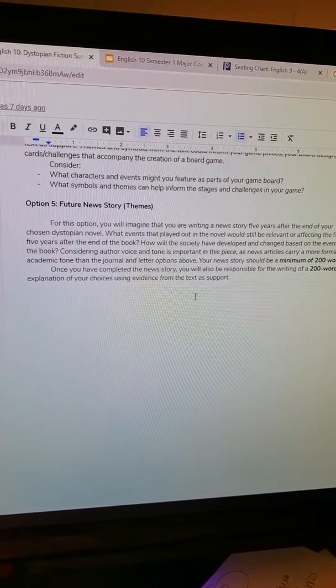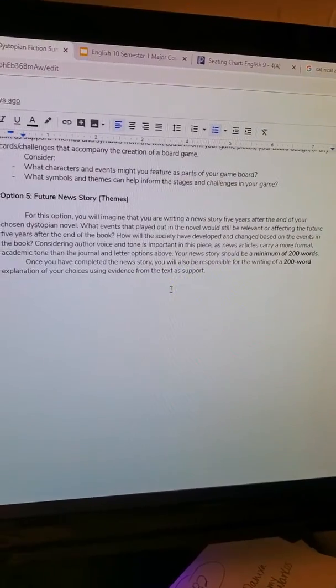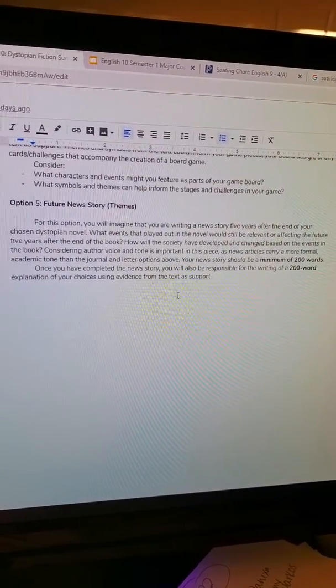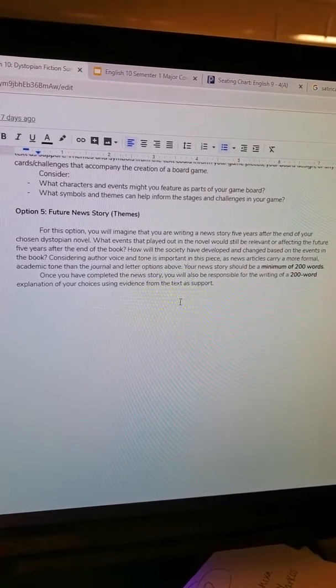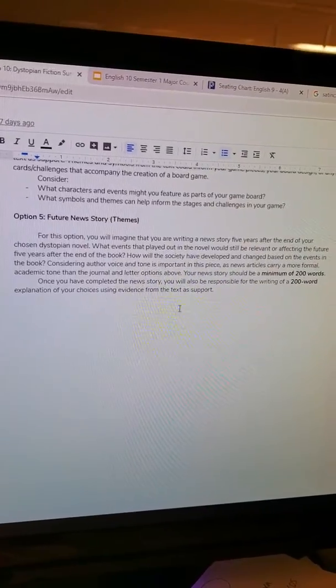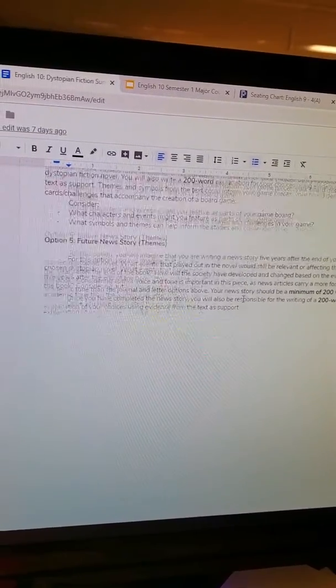So what makes you think that those things would occur in that 5-year span after the novel ends? What evidence do you have from the text? The news story would be a minimum of 200 words, and then your analysis, giving me evidence from the text, would also be 200 words, so a total of 400 for that.